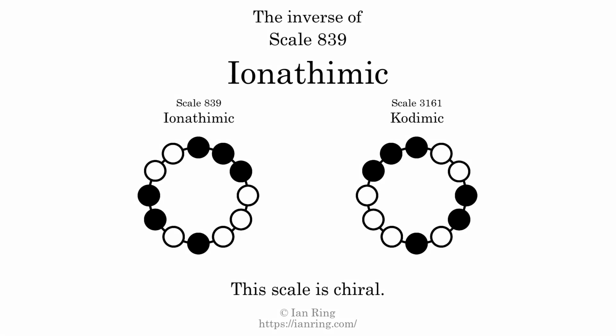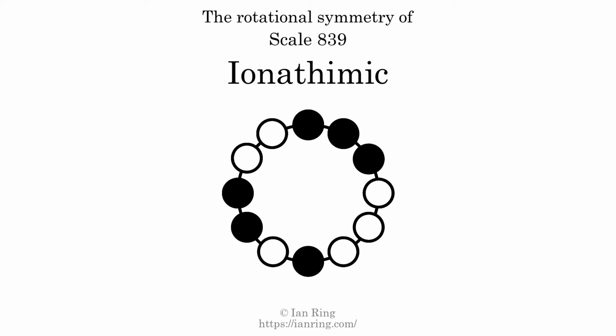The inverse of a scale is a mirror image. It is what you get when the sequence of intervals is reversed. The inverse of this scale is scale 3161, also known as Ionathimic. This scale is chiral. It cannot transform into its inverse by rotational transformation. This scale has no rotational symmetry.